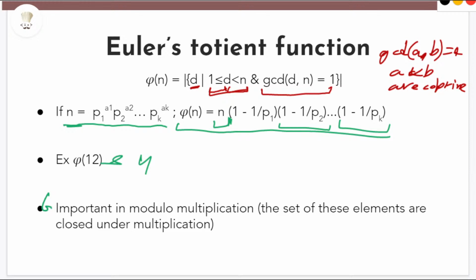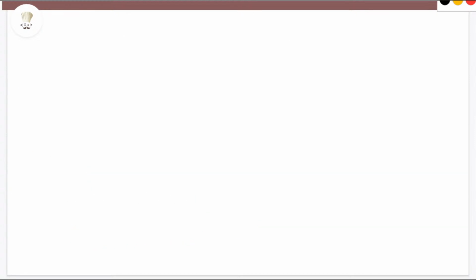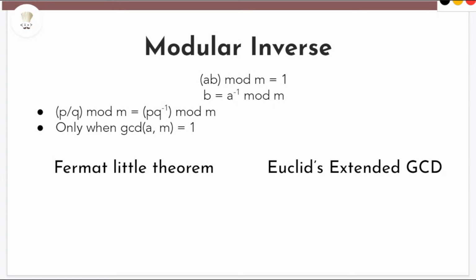And this number is very important in modular multiplication, because the set of these elements, the size of which we are calculating as phi of n, is closed under multiplication. We'll see what that means in a short while, but due to that, this phi of n number is very important in modular multiplication concepts. So this was Euler's theorem, which is a to the power phi of m mod m is equal to 1. Let us come down to modular inverse.